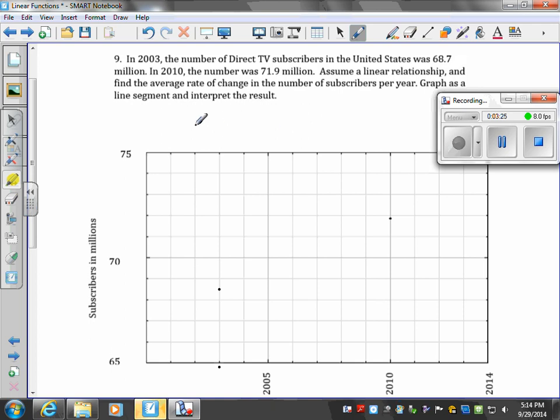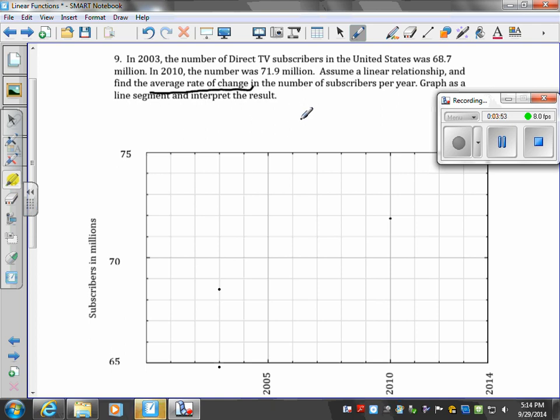Alright, so we have an application problem. It says in 2003, DirecTV subscribers was 68.7 million. Then in 2010, the number was 71.9 million. Assume a linear relationship. Find the average rate of change. Average rate of change is another word for slope, another way to ask slope. And graph as a line segment and interpret the results.